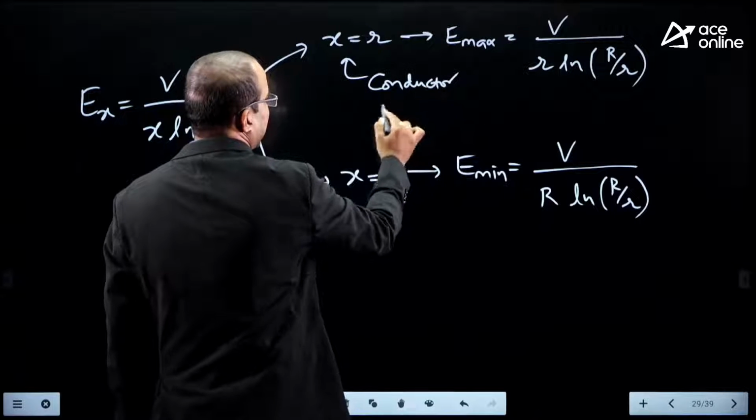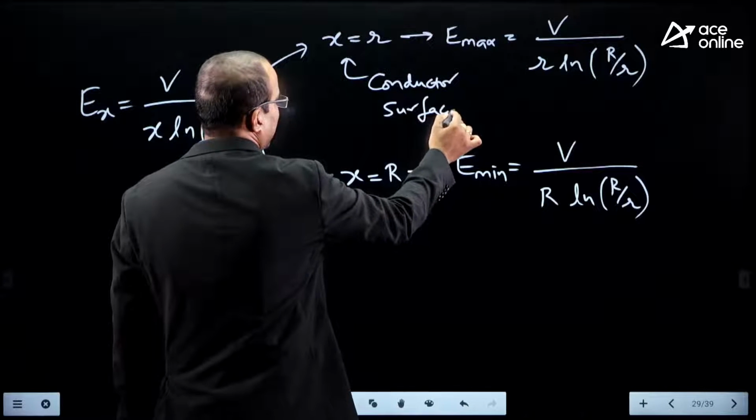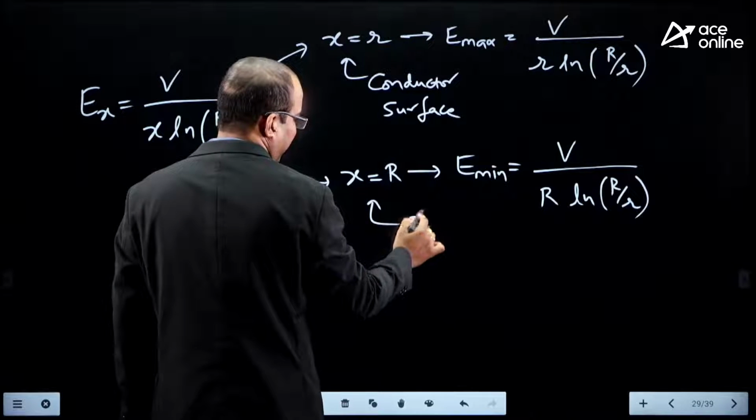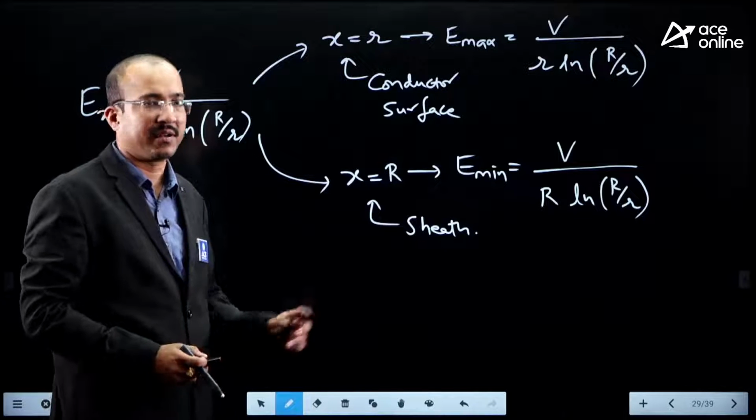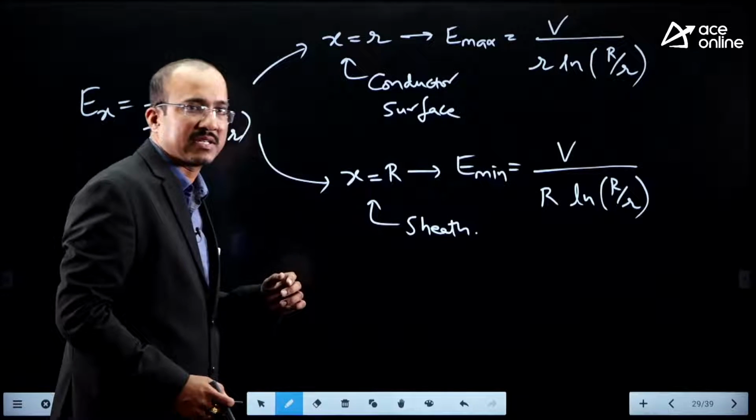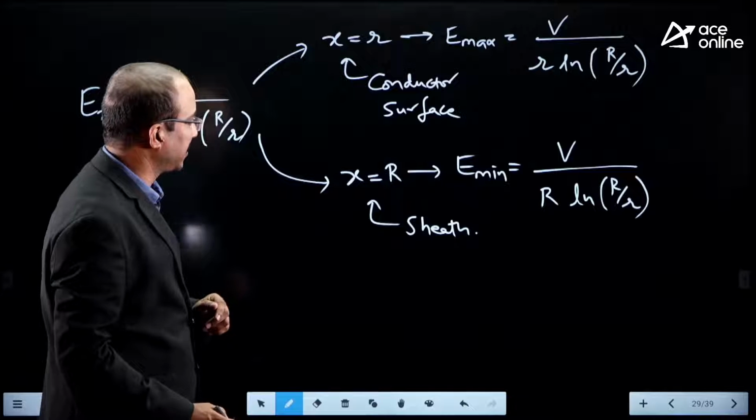Maximum stress will be at the conductor surface and minimum stress will be at the sheet. Minimum stress will be observed at what? The sheet. Maximum stress is at the conductor surface and minimum stress is at the sheet.